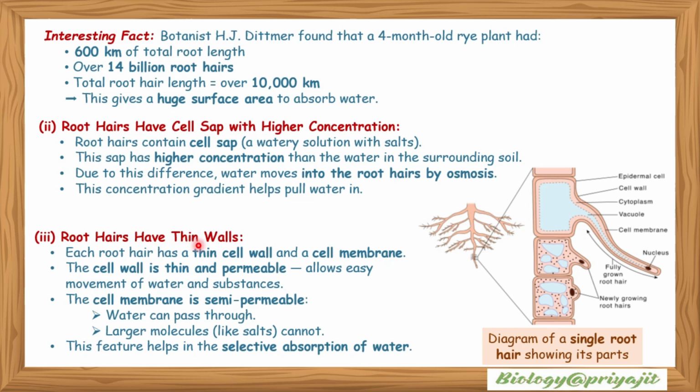Root hairs have thin walls. Each root hair has a thin cell wall and a cell membrane. The cell wall is thin and permeable, allowing easy movement of water and substances. The cell membrane is semi-permeable. Water can pass through, but larger molecules like salts cannot. These features help in selective absorption of water. This diagram of a single root hair shows its different parts.